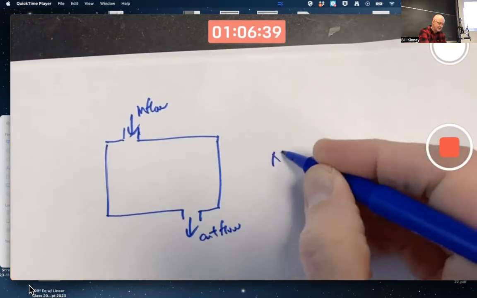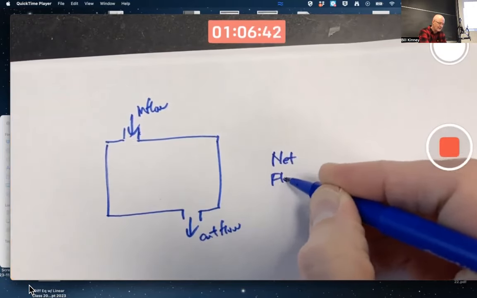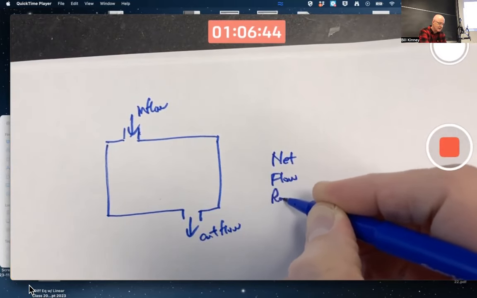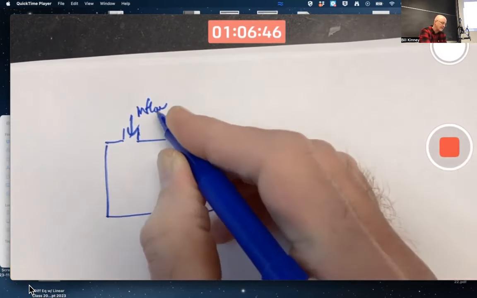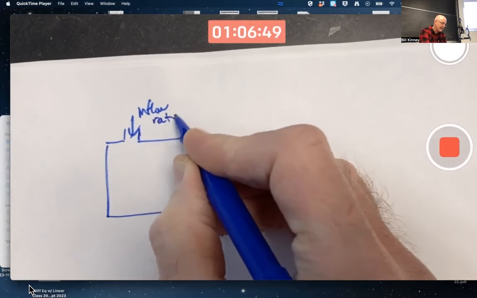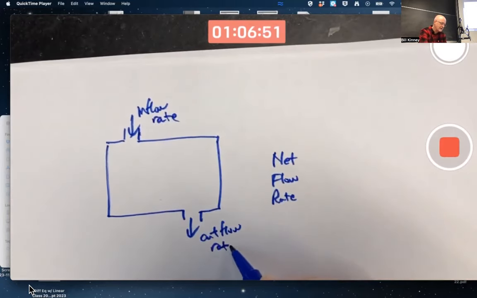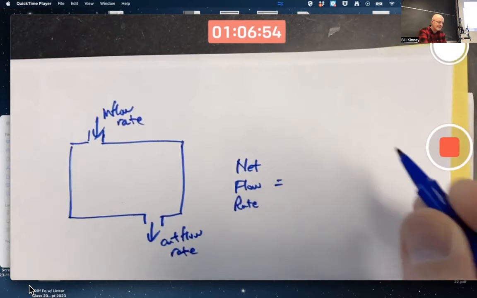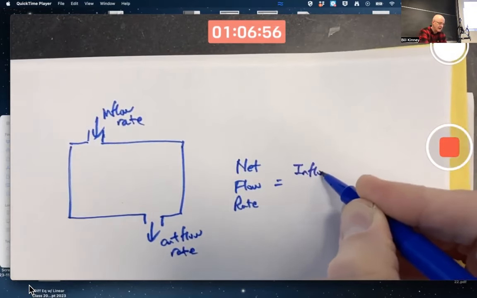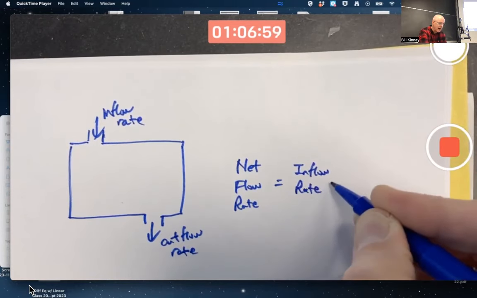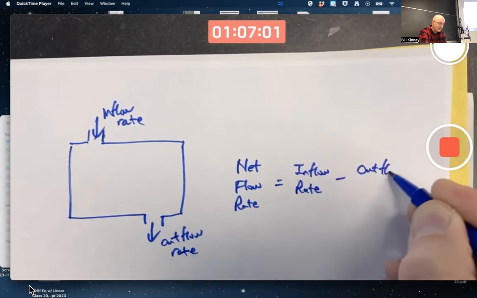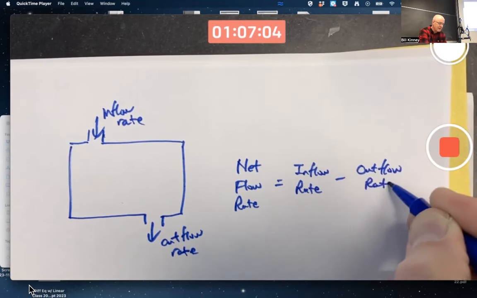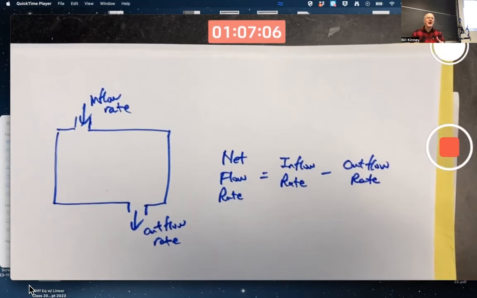The net flow rate, maybe I should add the word rate to these things, inflow rate and outflow rate. The net flow rate is the inflow rate minus the outflow rate. What am I talking about here with flow rates? I'm talking about how fast the water is filling the tank, or is it being emptied?